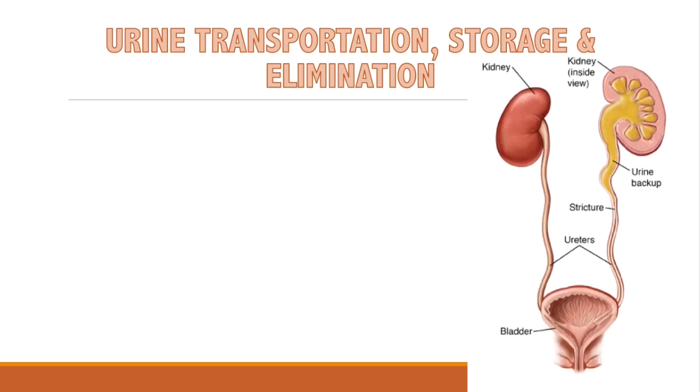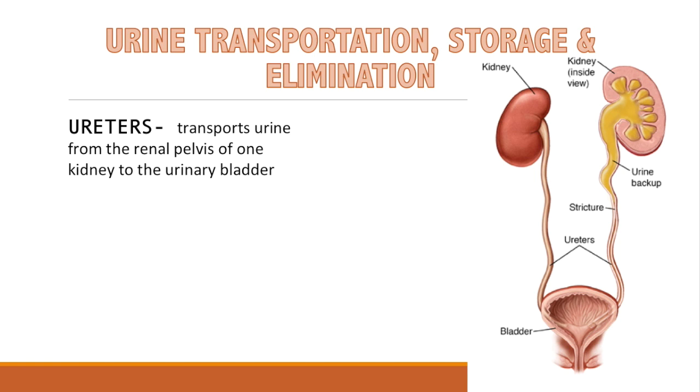Urine transportation, storage, and elimination. Ureters transport urine from the renal pelvis of one kidney to the urinary bladder. Ureters are 25 to 30 cm long or 10 to 12 inches long. Like the kidneys, the ureters are retroperitoneal.